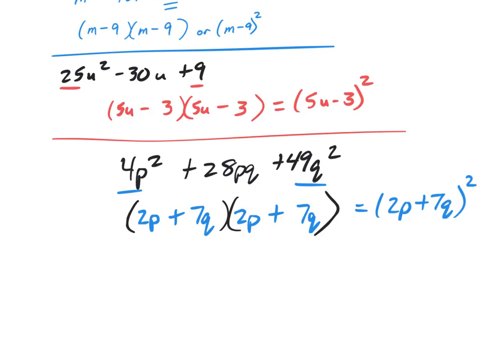Okay, so those are what we call perfect square trinomials. First of all, it has to be a trinomial, okay? And the first term and the last term have to be perfect squares.